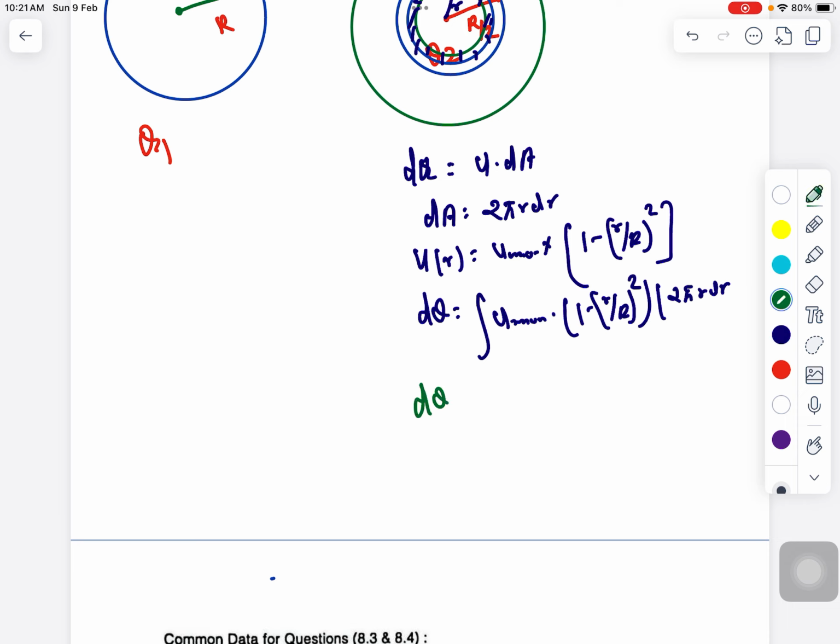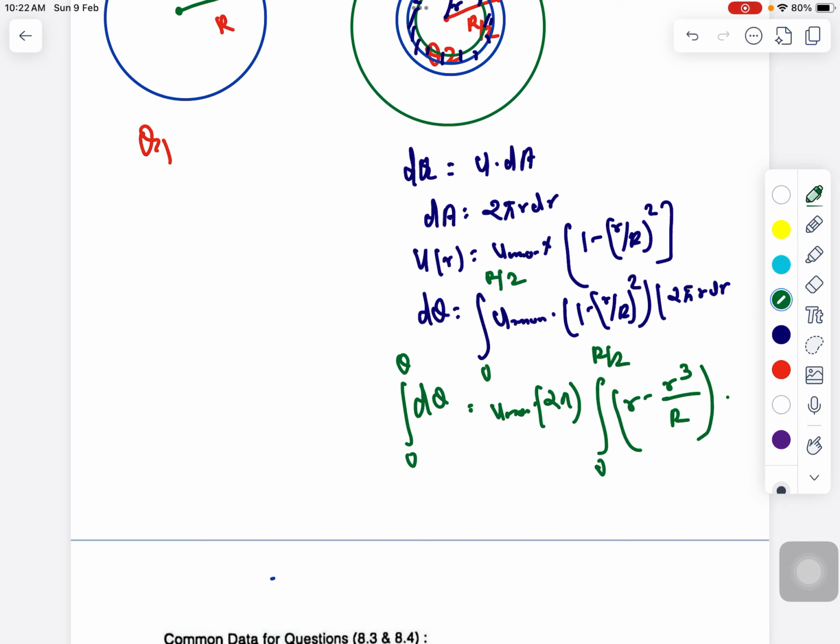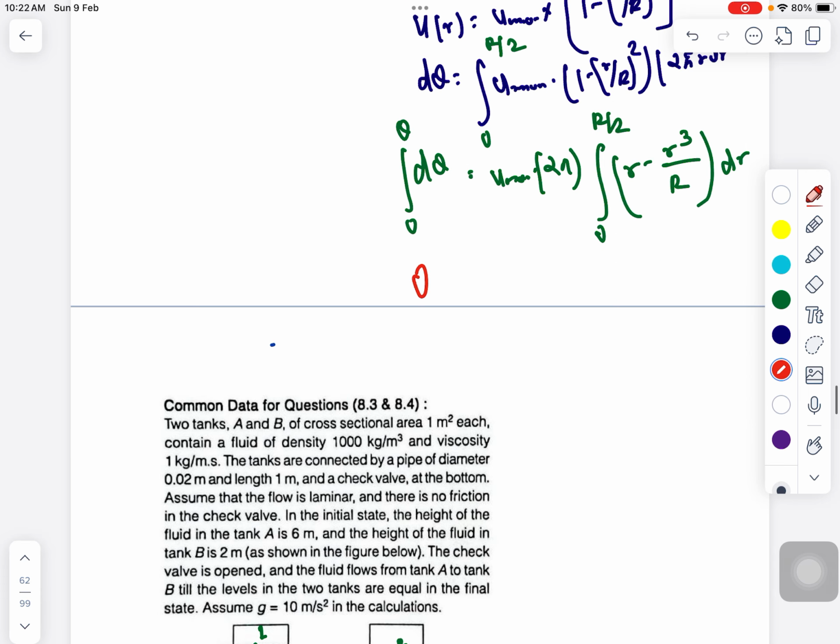So dQ, if I integrate from 0 to R by 2, obviously u max is constant, 2 pi is also constant, it will come out of the integral, and I can write 0 to R by 2, r minus r cube divided by R square, and obviously dr. So Q can be written as 2 pi u max into, if I am going from 0 to R by 2, r square by 2 minus r to the fourth, so obviously R square divided by 4. Is that clear?